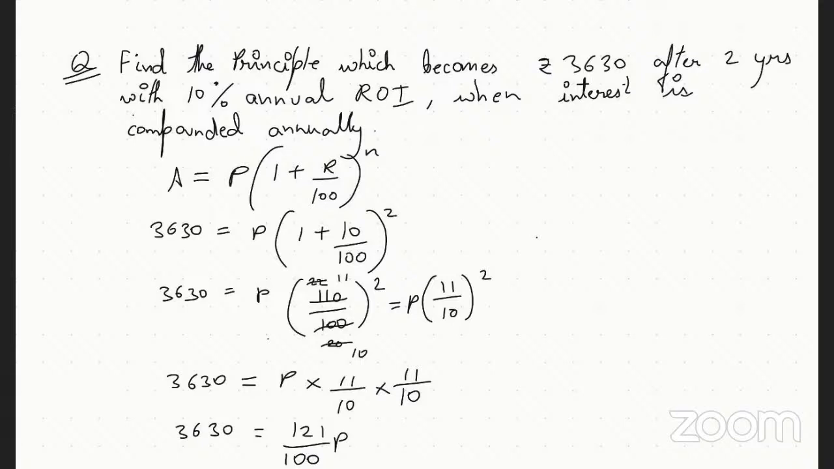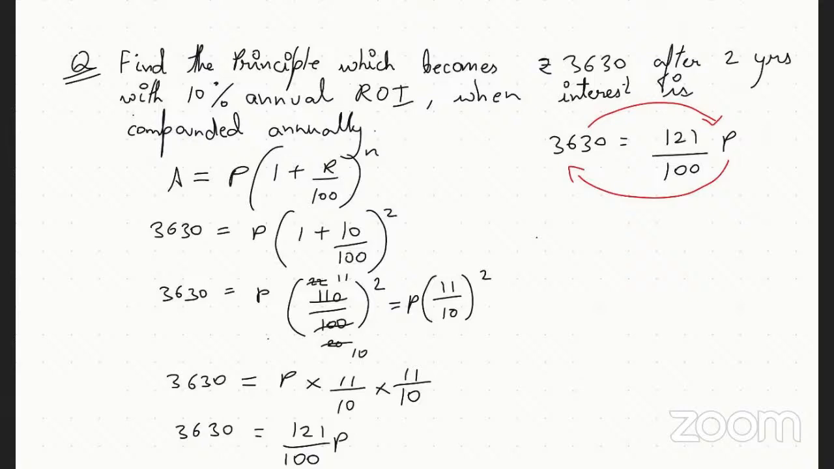So the next step is, first we will do till here, that is 3630 equals 121 by 100 P. Now this P I will take on one side, 3630 I will take on the other side. How? 3630 I will take on this side, and this P I will take on this side. So when this happens, I told you what happens. For a fraction, we take the reciprocal of the fraction.